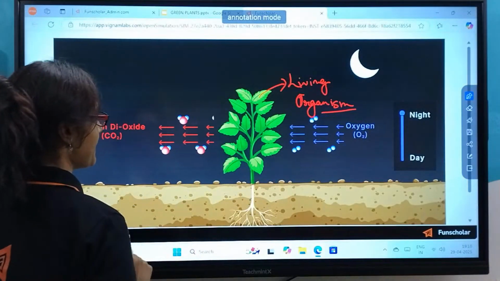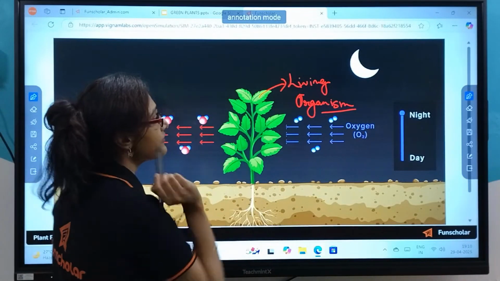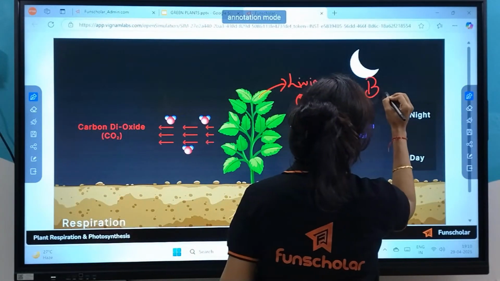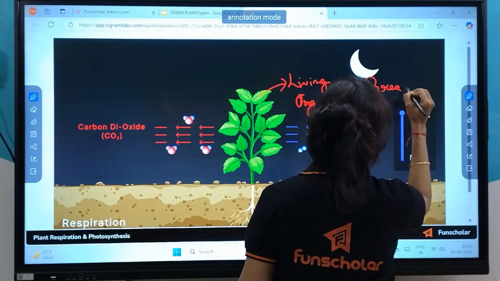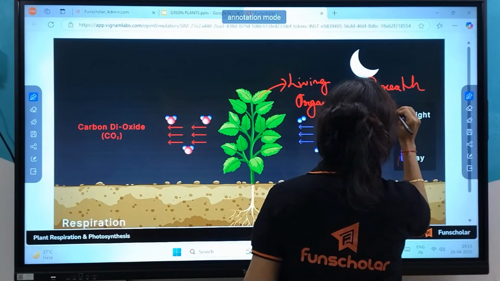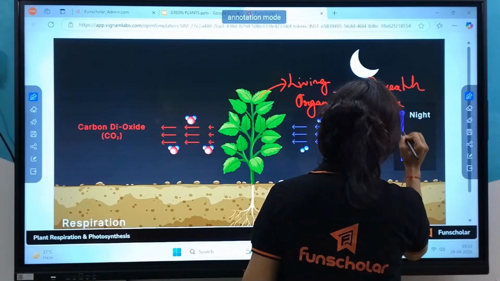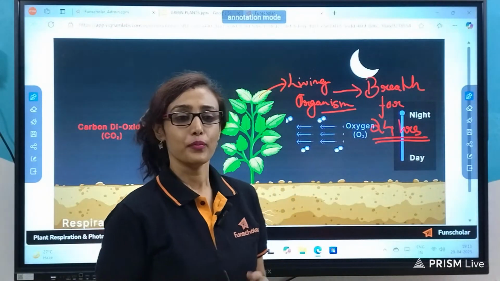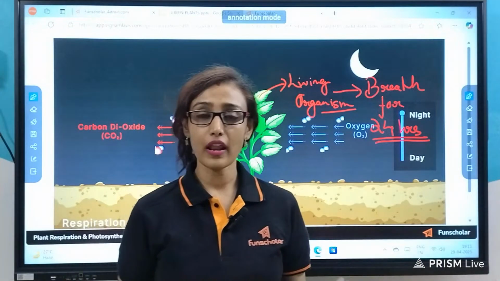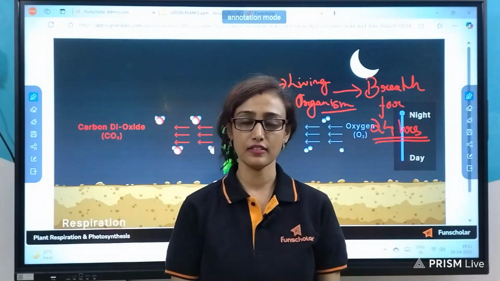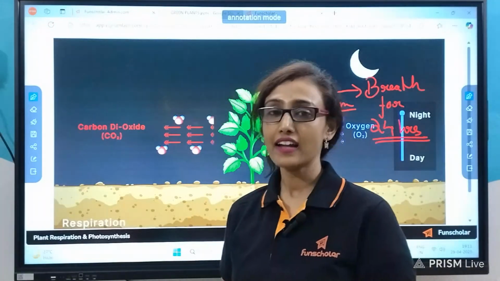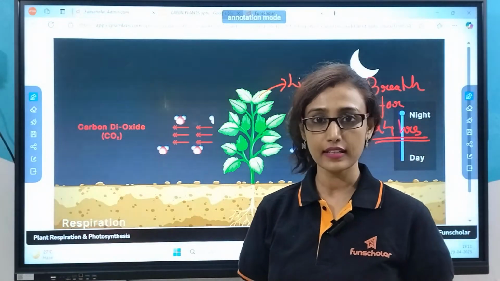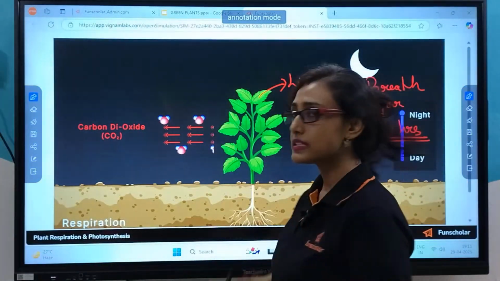Now see what does the plant do? A living organism has to breathe for 24 hours, right? So when we breathe for 24 hours into 7 into 365 days, so do you think that the plants can only breathe during the night time and they do not breathe during the daytime? Can this happen? Then the plant will survive?